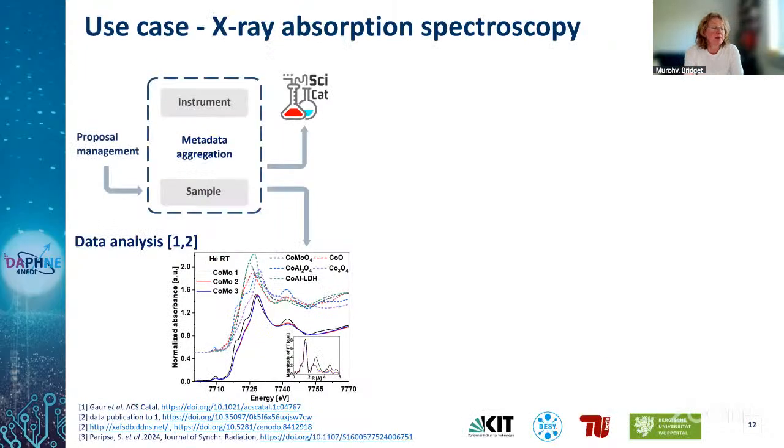A similar example, but from the spectroscopy point of view, is the X-ray absorption spectroscopy. And again, you start off with a proposal which is submitted. And then when you come to do your experiment at the instrument, the metadata has to be collected from both the instrument and from the sample. And we save the metadata into SciCat, and the data analysis, which in this case can be extremely complicated, is carried out and saved. Of course, all data analysis is complicated.